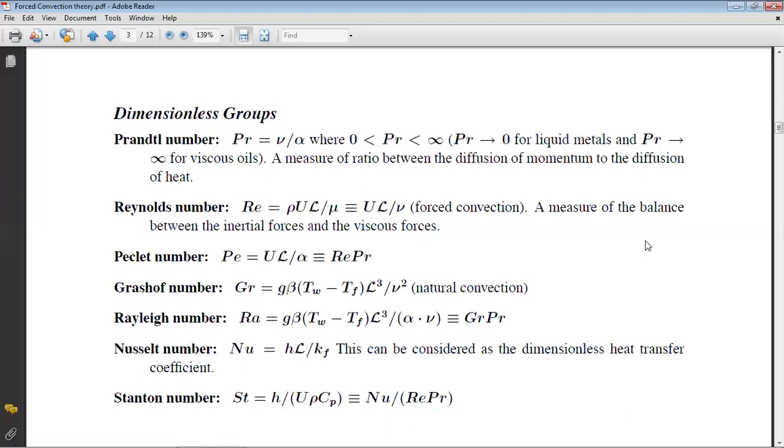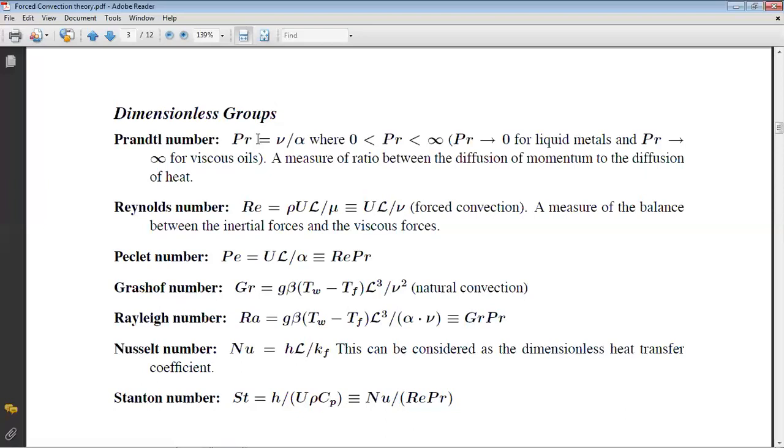The second dimensionless number is Reynolds number, which is defined as the ratio of inertia force to viscous force. If you deduce the equation for Reynolds number, it is rho V L upon mu, or V L upon nu, where mu is the dynamic viscosity. Mu by rho gives you the kinematic viscosity nu.